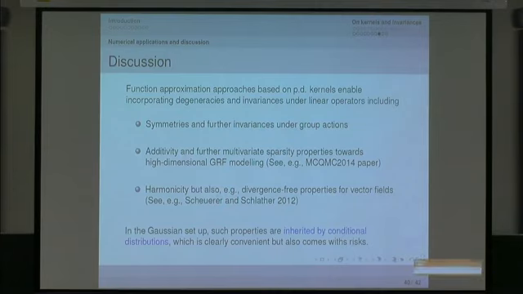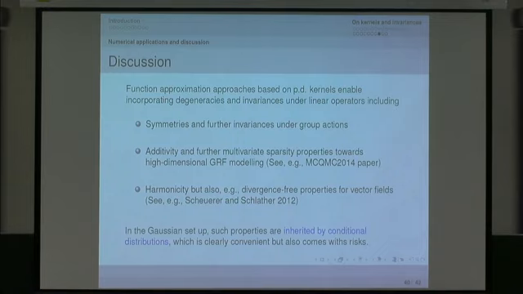Additivity and further multivariate sparsity, we have an MCQMC 2014 paper where we are investigating that, so we can incorporate the sparse ANOVA decomposition inside of the kernel. And harmonicity, and actually there is a literature: Scheuerer and Schlather have published a 2012 paper where they incorporate divergence-free and curl-free properties in vector fields.